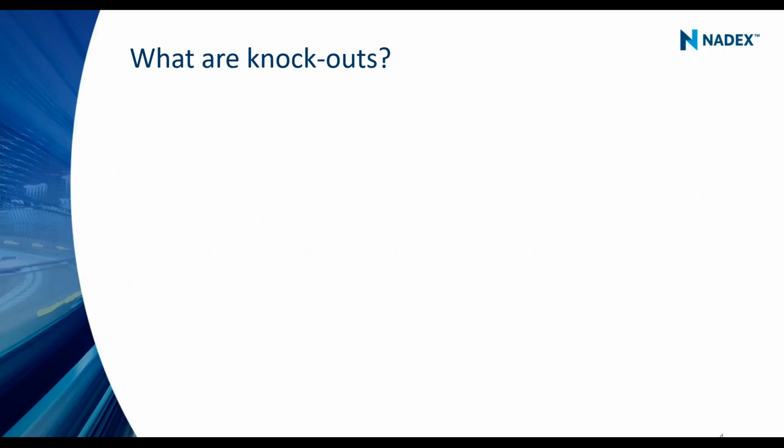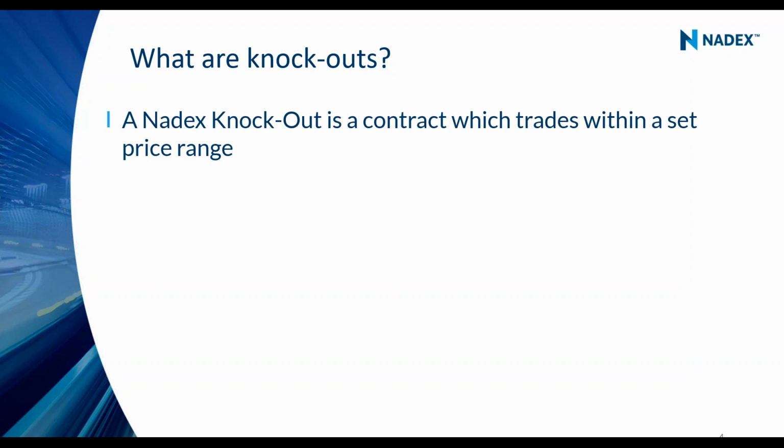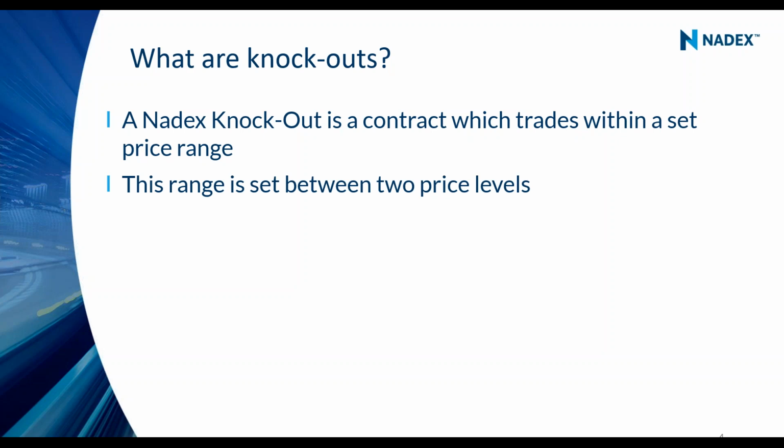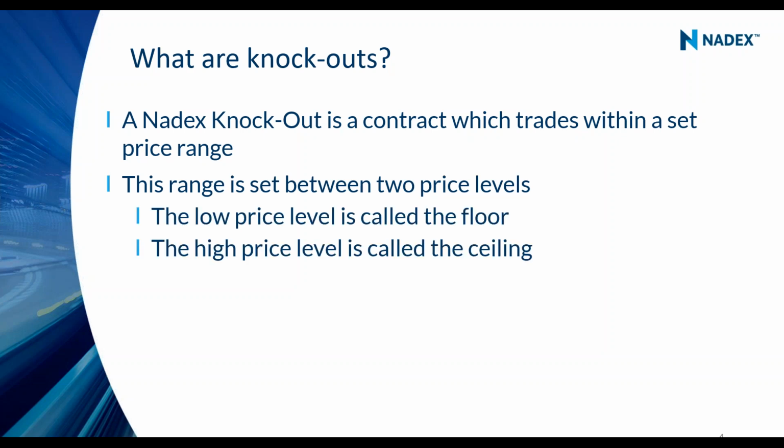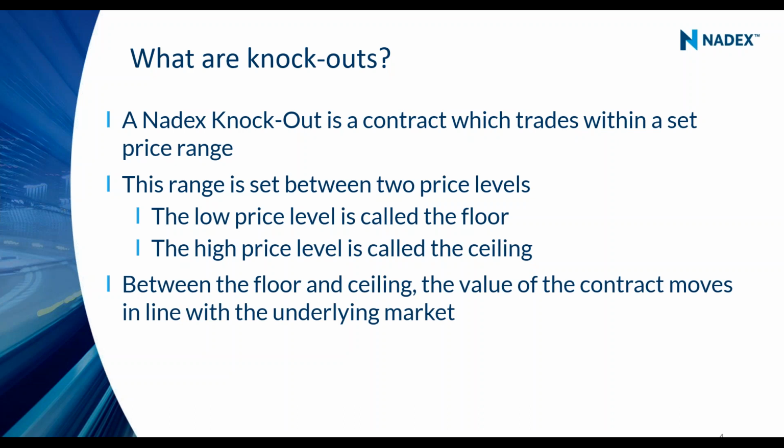So let's start, and I'm going to go through some quick definitions first. What are knockouts? What is a knockout? A knockout is a contract, and it's a contract that trades within a set price range. We set a price range, and it's just something that will trade within that price range. And that range has two levels. The lower level we'll call the floor, and the upper level we'll call the ceiling. Very intuitive, pretty straightforward.